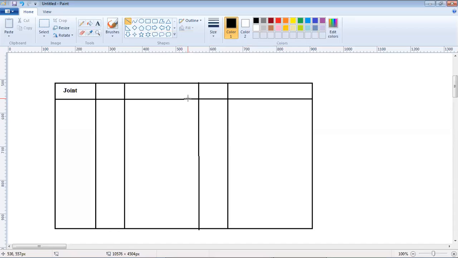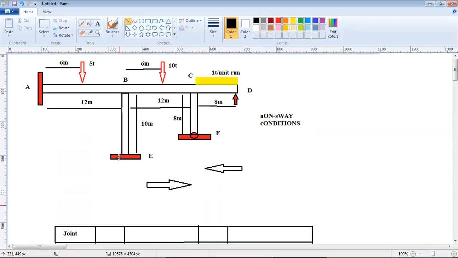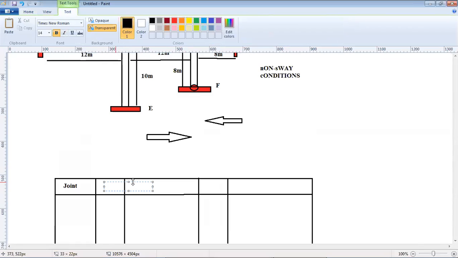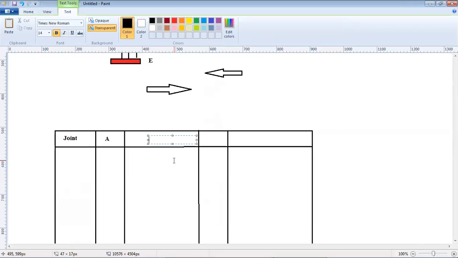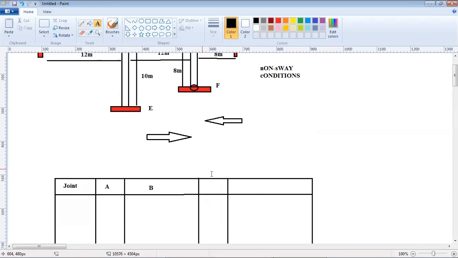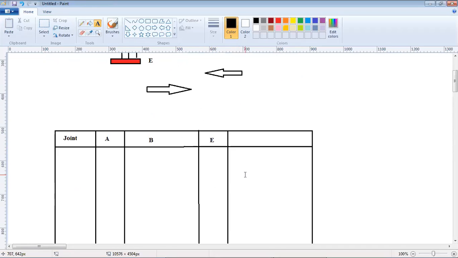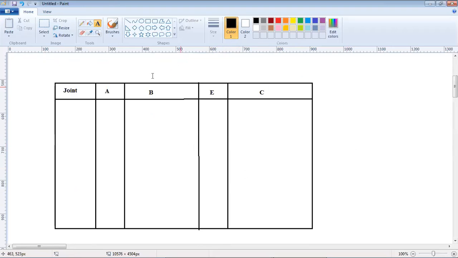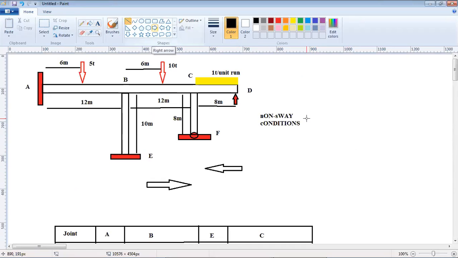There can be two ways of making this. Let's first make the horizontal profile only here. Now A is here, then you have B somewhere here, then let's take E, and then C. But we also have further supports which are F, and then there is D. Now let's forget for the time being F and D.